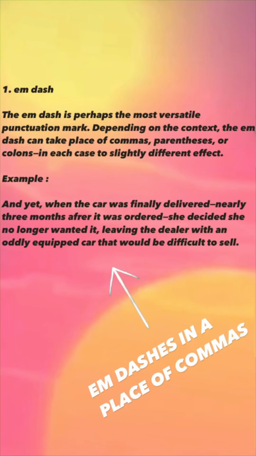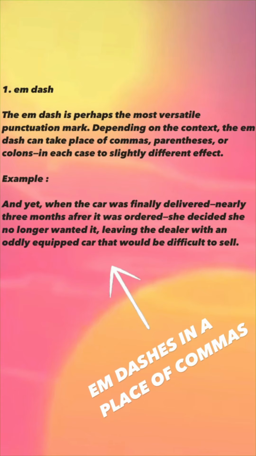Dashes in typography. There are two types of dashes. The first one is the M dash and the second one is the N dash. Let's go to the first one, the M dash. The M dash is perhaps the most versatile punctuation mark, depending on the context. The M dash can take the place of commas, parentheses, or colons, in each case to slightly different effect.